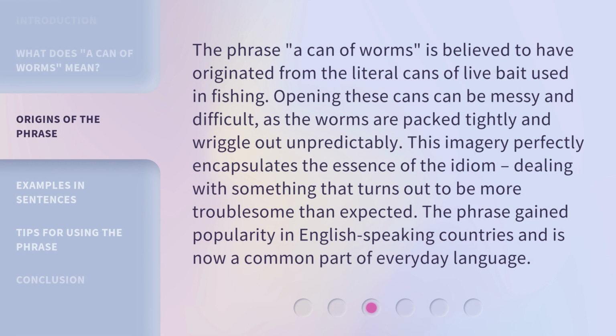The phrase, a can of worms, is believed to have originated from the literal cans of live bait used in fishing. Opening these cans can be messy and difficult, as the worms are packed tightly and wriggle out unpredictably. This imagery perfectly encapsulates the essence of the idiom, dealing with something that turns out to be more troublesome than expected. The phrase gained popularity in English-speaking countries and is now a common part of everyday language.